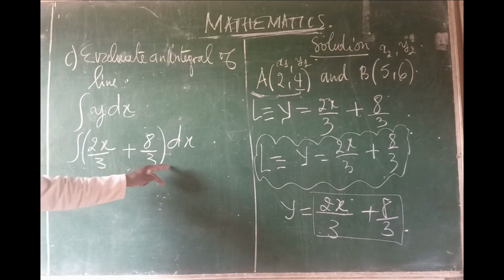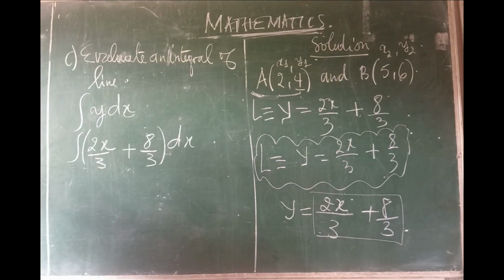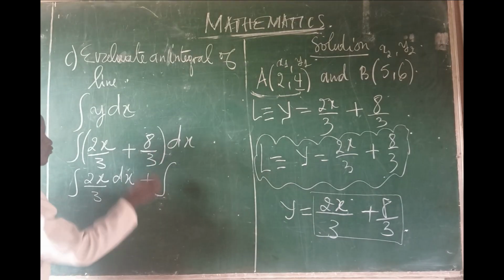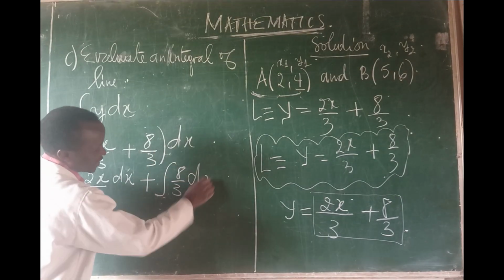So now how should we integrate this fraction? There are many ways, but simply we have to group each term. You see here we have how many terms? We have 2 terms. So we need to group each term and integrate them. Finally, you have to combine those terms. Then you have to find the integral of 2x over 3 dx plus an integral of 8 over 3 dx.